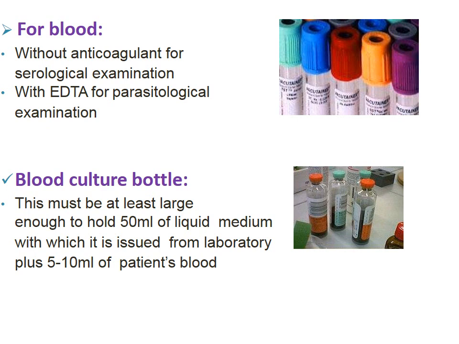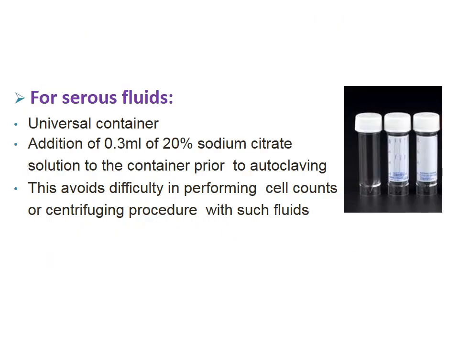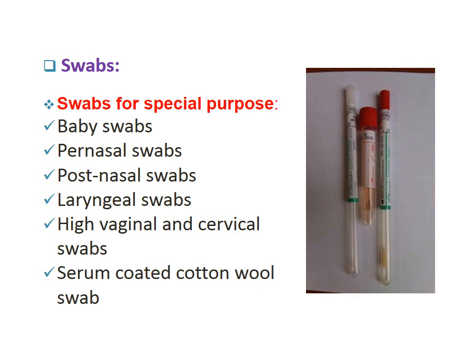For some types of infection, we can directly culture the blood in that particular medium. So this must be at least large enough to hold 50 ml of the liquid medium, with which it is issued from the laboratory, plus 5 to 10 ml of patient blood. And for serous fluids, we can use the universal container, and before that we have to add 0.3 ml of 20% sodium citrate solution to the container before autoclaving, so that it can avoid difficulty in performing cell counts or centrifuging procedures. And the next thing is swabs.